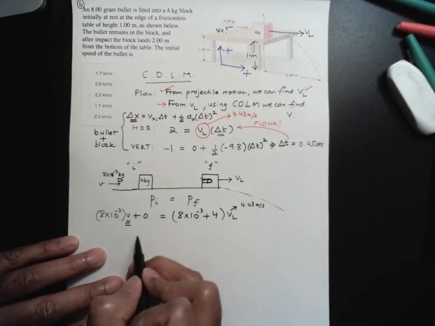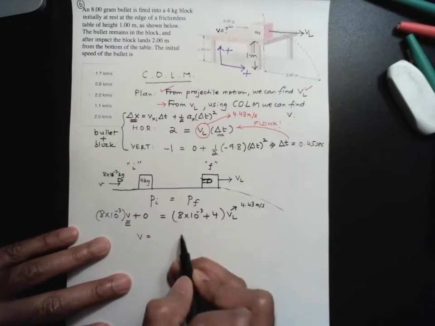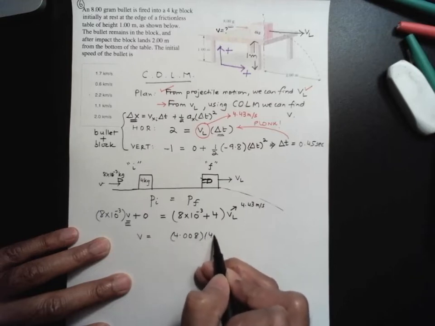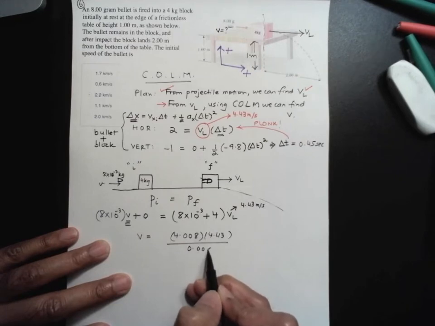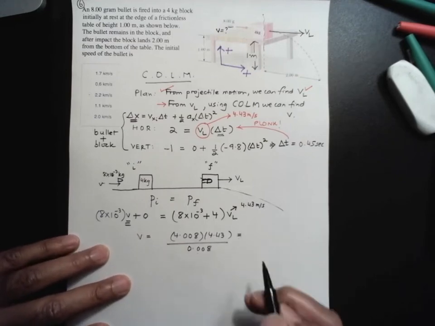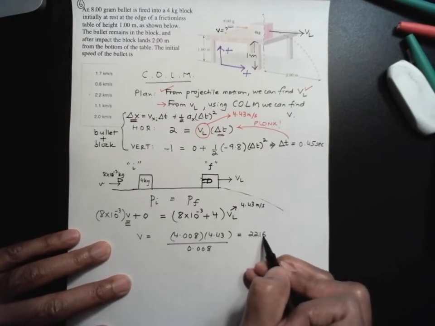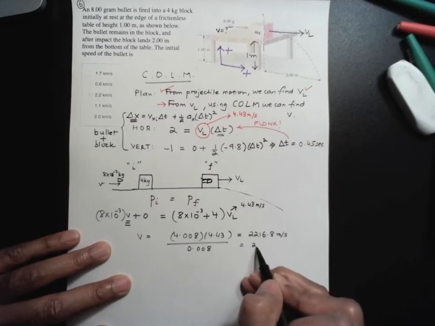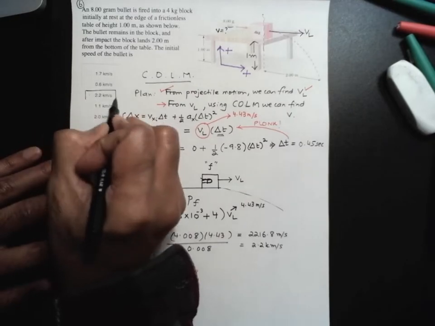So when we solve for V, this is 0.008, so that's 4.008, times 4.43 divided by 0.008. And so you see, because the mass of the bullet is so much smaller, you end up with a pretty large velocity, 2216.8 meters per second, which of course is 2.2 kilometers per second. And so there's the answer for that.